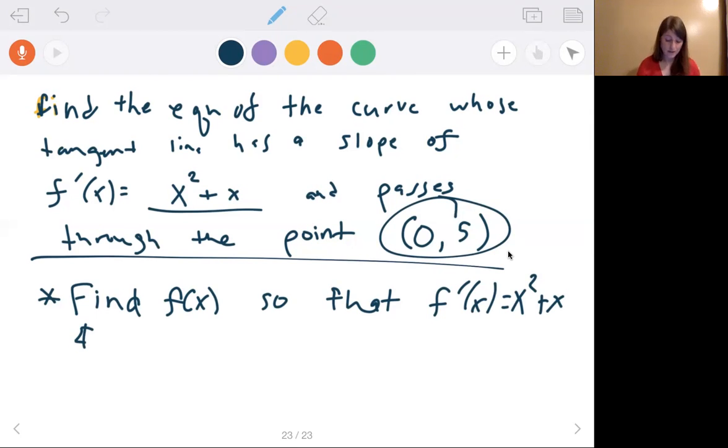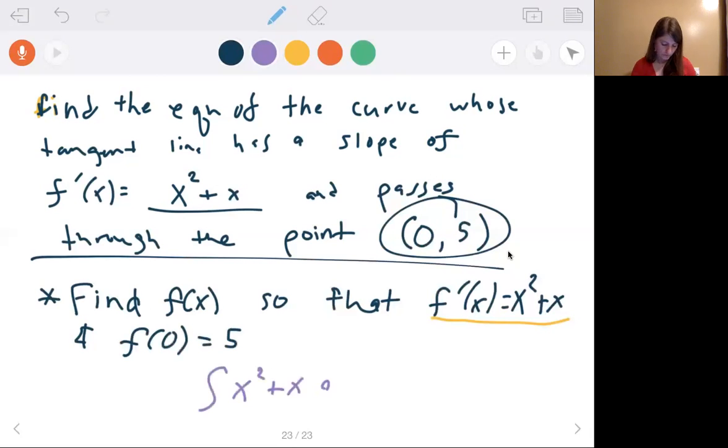Now, let's take a look at how this is going to work for us. Think about if we're given a derivative and we're trying to find the function that gave us that derivative, that's just asking for an antiderivative. So our first step in this case would be to find our antiderivative. Find the antiderivative of the derivative function, or of the slope function. You don't necessarily need parentheses in this case, but it doesn't hurt. And think about how we could break this one up. The antiderivative of x squared is x cubed over 3, and then x squared over 2 plus c.